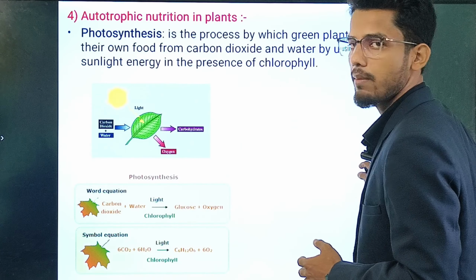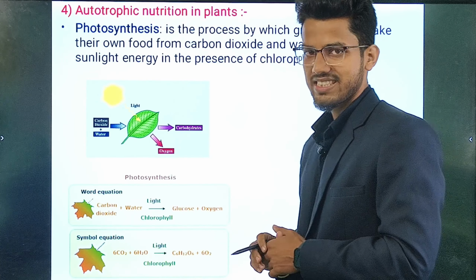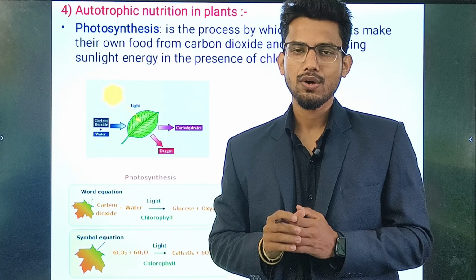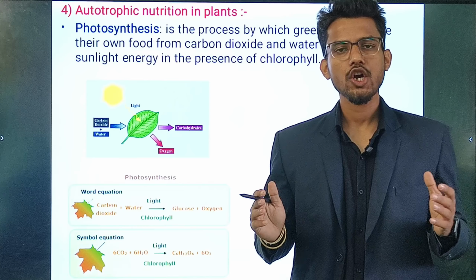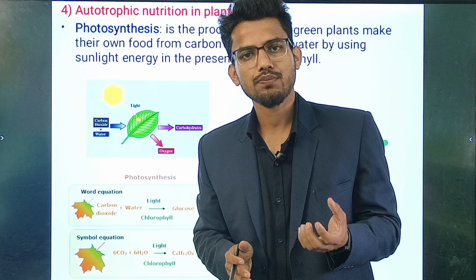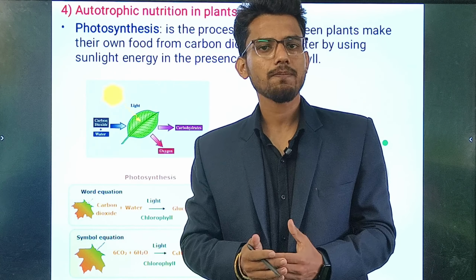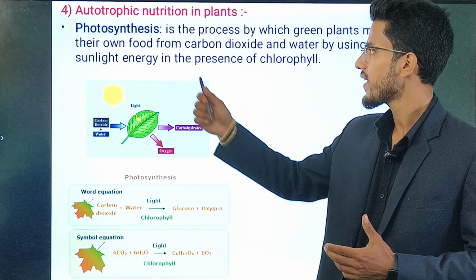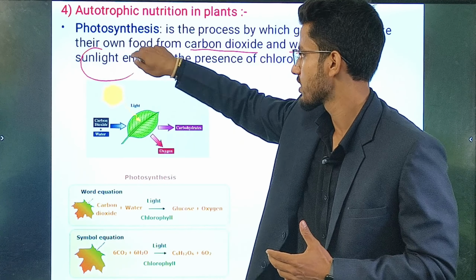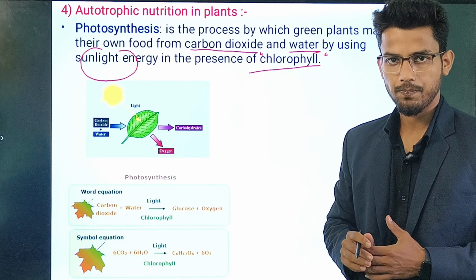Okay, let's move on to the autotrophic nutrition in plants. So as we can see, the first thing we have to study in the autotrophic nutrition in plants is photosynthesis. And many of us have been learning from the very beginning, from class 5th itself, that photosynthesis is the process through which the green plants make their own food with the help of carbon dioxide and water, by using sunlight energy and also in the presence of chlorophyll.